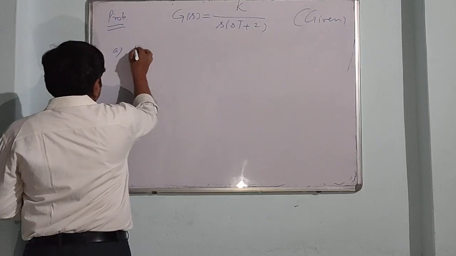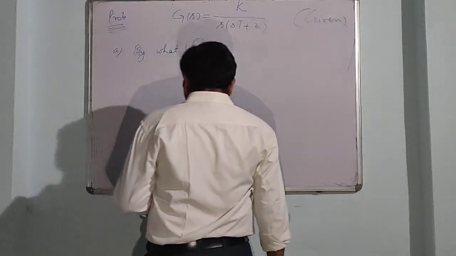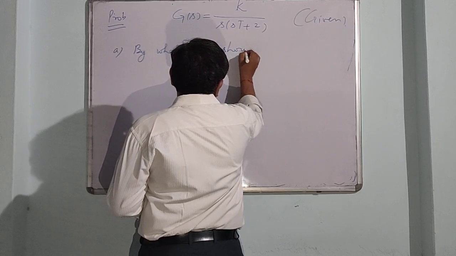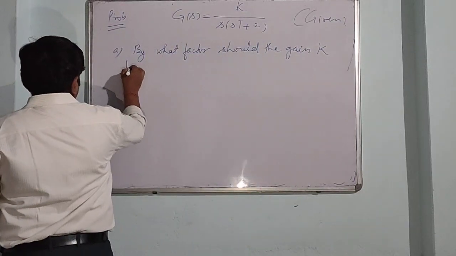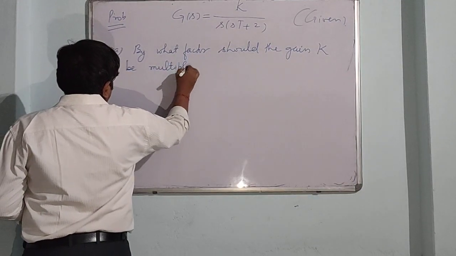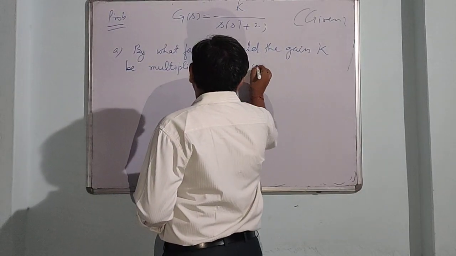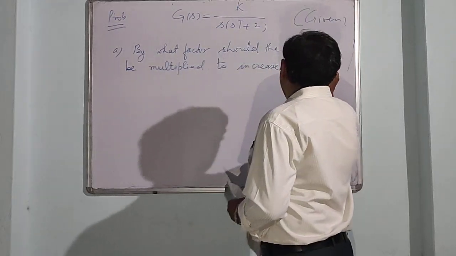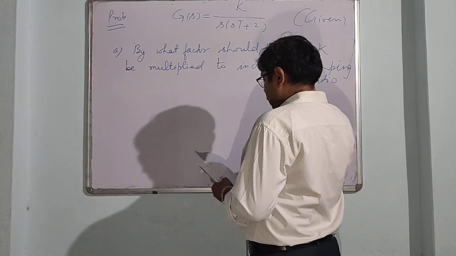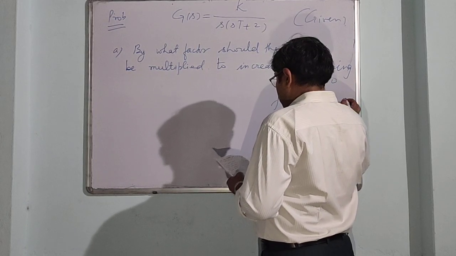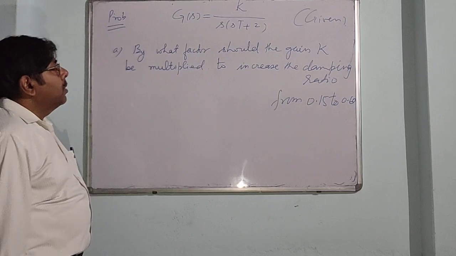By what factor should the gain K be multiplied to increase the damping ratio from 0.15 to 0.60? This is the first part. Okay.